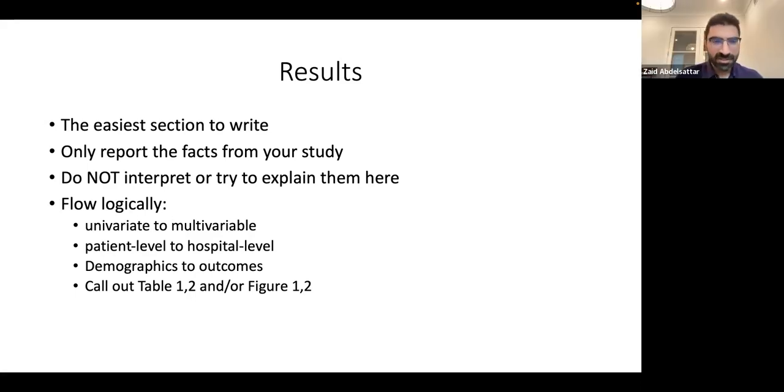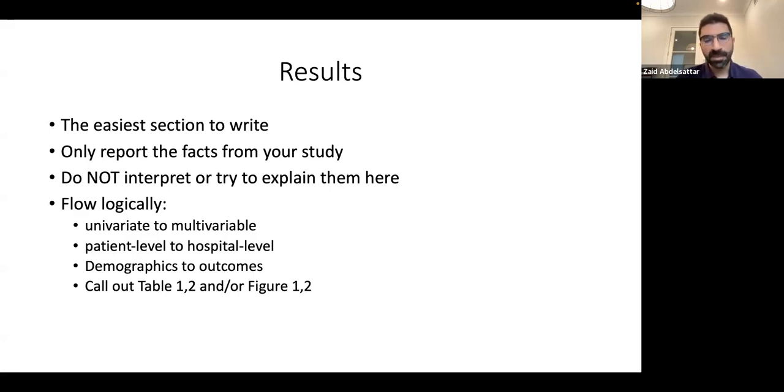The next section is the results section. This is the easiest section to write. The thing that most people get caught up on here is that they start interpreting the data in this section, which you shouldn't. In this section, you just report the facts. You just report the results as they are from your mathematics. You don't do any explanations. You don't do anything else in the results section.